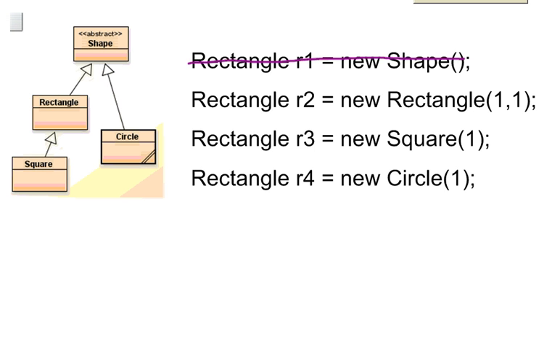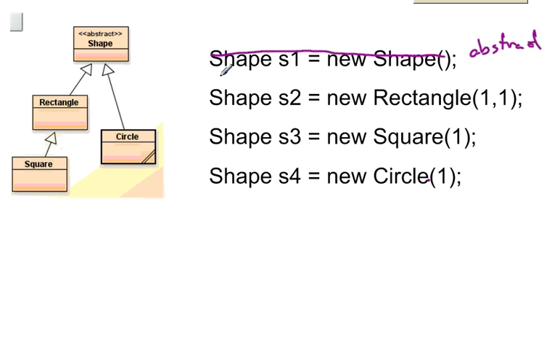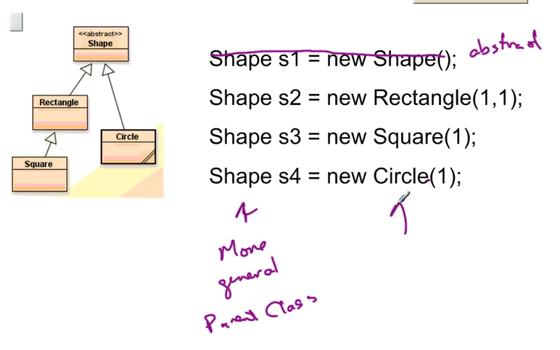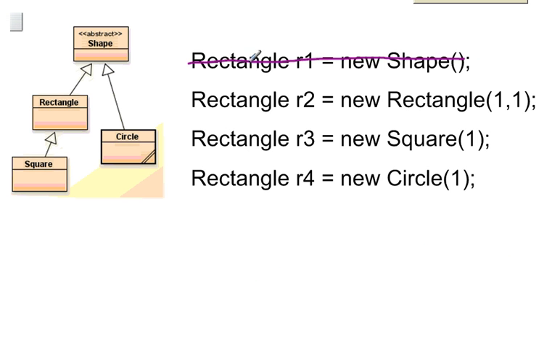So you'll notice that, let's go back to the previous slide. We can have the more general out here, the parent class, we could call it. And here we have the more specific, or the child class out here. And that can be done. So that's why this doesn't work. Rectangle is the subclass and Shape is the superclass.